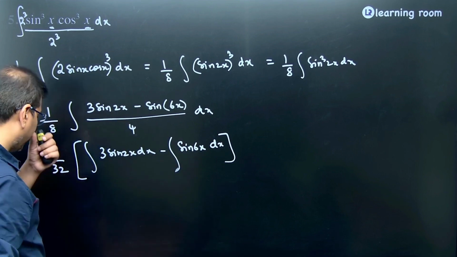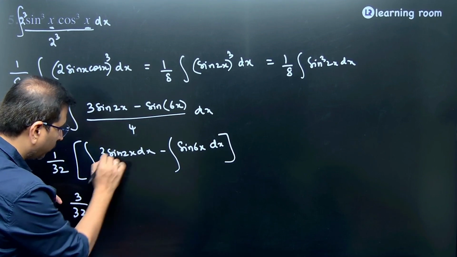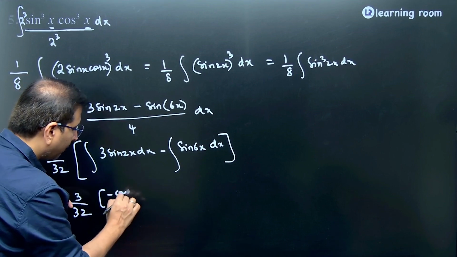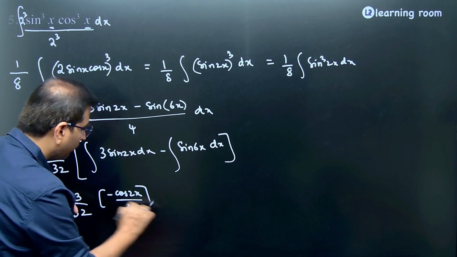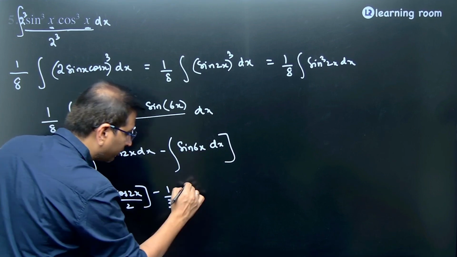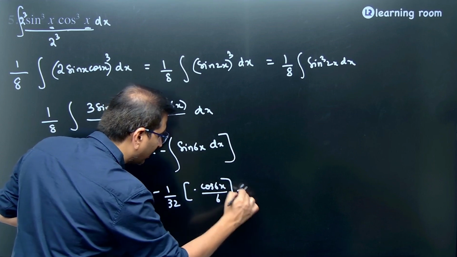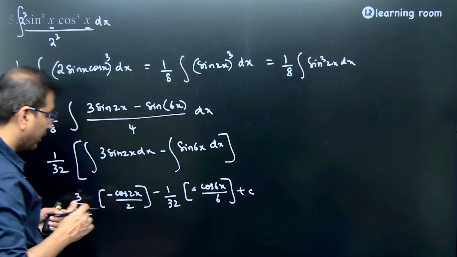Integral of sin 6x dx. So what is it that you are going to have? So here 3 will come out. 3 divided by 32 into integral of sin 2x, which is minus cos 2x divided by 2, minus 1 by 32 into integral of sin 6x, which is minus cos 6x the whole divided by 6, and you have a plus c. So what would be the final answer?